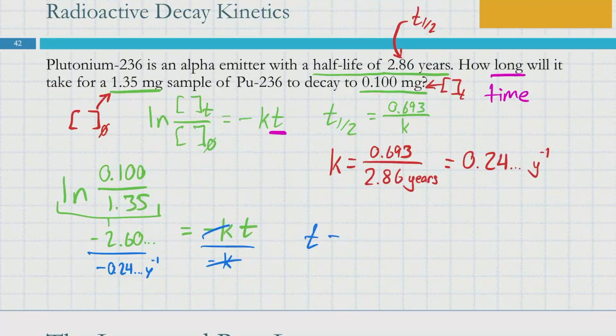And we're left with t equals negative 2.6 over negative 0.24 inverse years. The inverse years will hop up to the top, so we'll get an answer in years. And it should be 10.7 years.